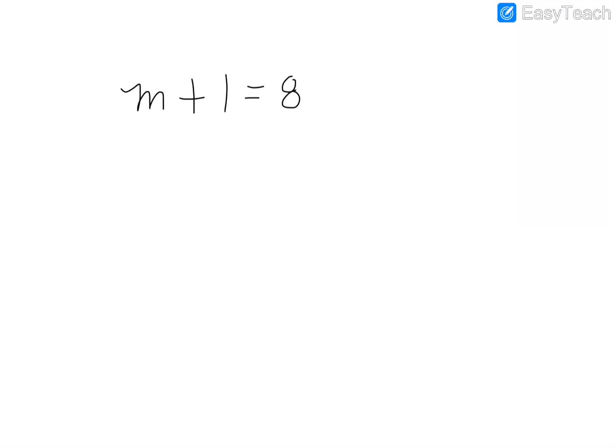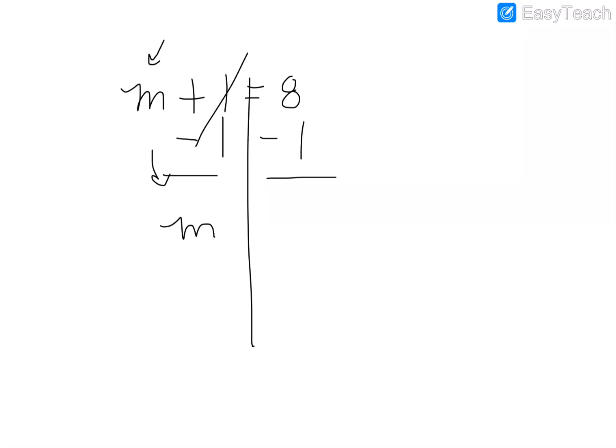Go ahead and pause the video and unpause when you have solved this, and then I'll come back and explain to you how to solve this. Okay, so the variable here is m. The operation is plus 1, so we're going to undo this by minusing 1 from both sides. 1 minus 1 is 1, so we bring down our m. 8 minus 1 is 7. So I'm saying m must be 7.